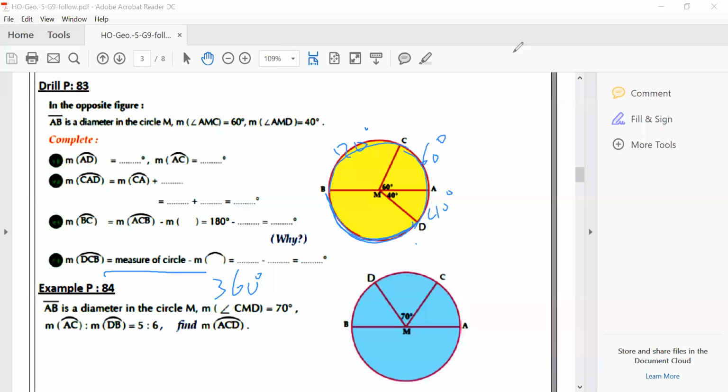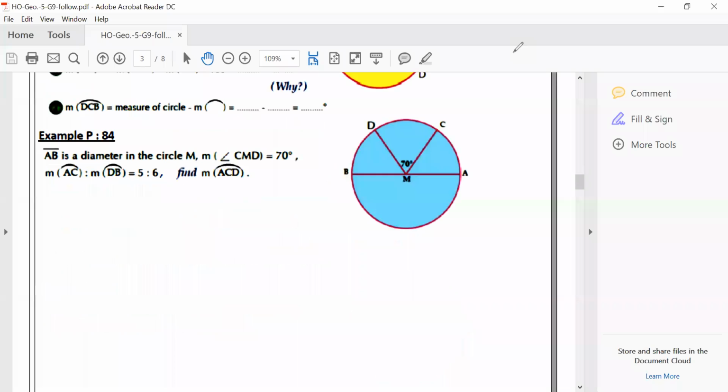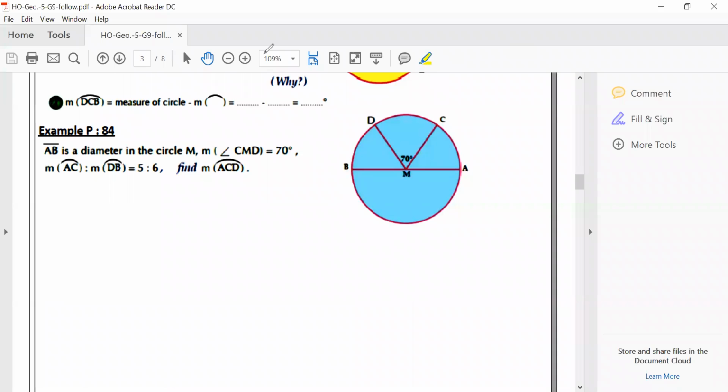Okay, the last thing before we go to the next meeting. AB is a diameter in circle M. CMD equals 70. And there is a ratio between AC arc and the measure of BD arc equal 5 to 6. I want to find measure of ACD arc. Of course this will be 70 because it is opposite to 70 degrees, but I have to get AC arc to add them.